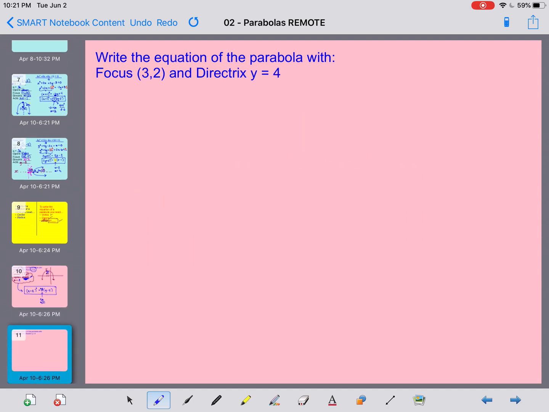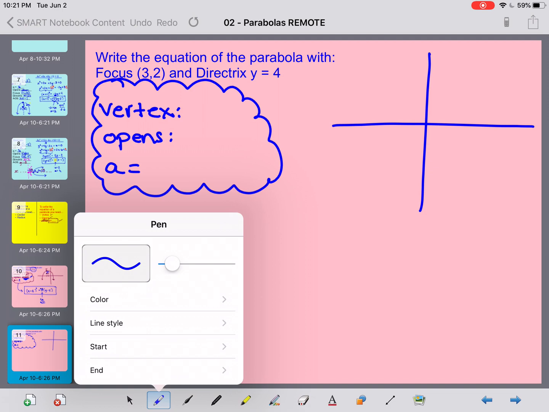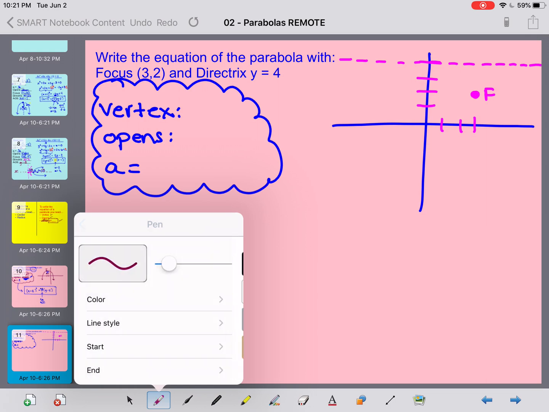All right, last one. Write the equation of the parabola with a focus of 3, 2 and a directrix of y equals 4. I'm going to get my thought bubble going here: vertex, opens, a value. I don't know anything just from the information given, so I'm going to start to draw a picture. Focus is 3, 2. I'm just going to label that F for focus. Directrix is y equals 4, so I'm going to go up to 4. And that's my directrix.